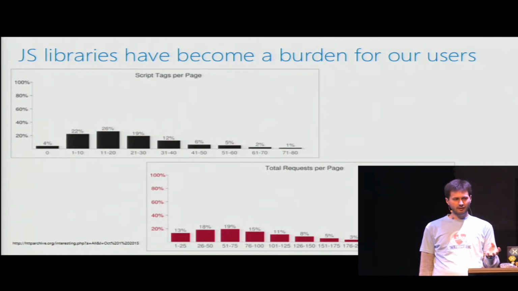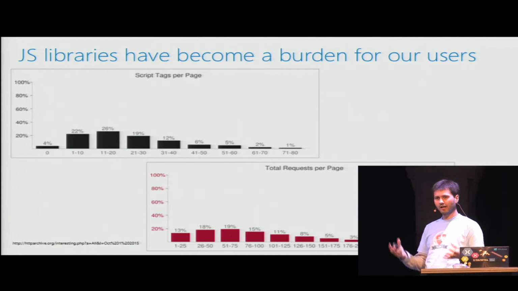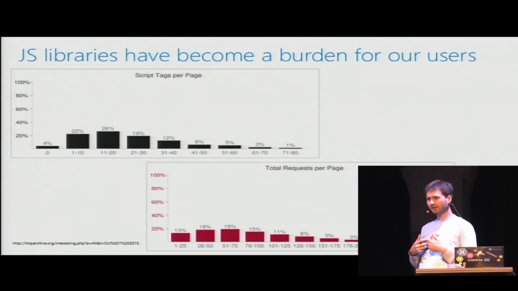So another point we found when we analyzed these numbers is that JavaScript libraries became a huge burden for users using modern web applications. So if we look at the numbers from the HTTP archive, we see that many websites have an increasing number of script tags in there and use not only external but also internal libraries. And the number of libraries keeps increasing. So when you look at the HTTP requests, the number of HTTP requests is also quite huge and more than I personally expected them to be.